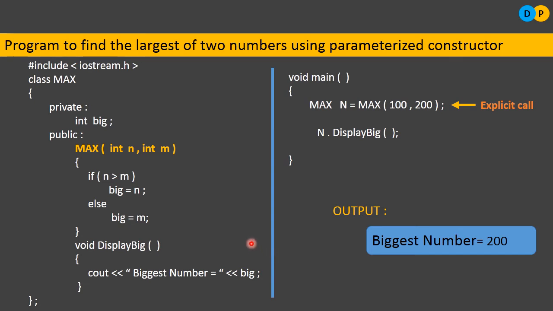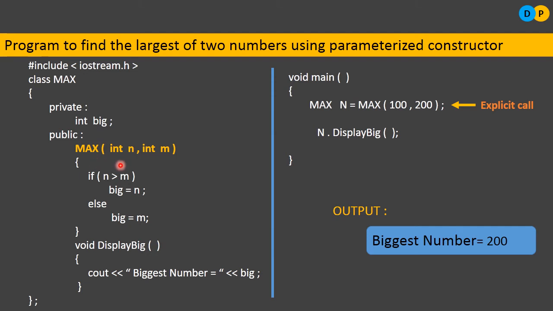Let us understand the explicit call using a program. Here we are trying to find the largest of two numbers using a parameterized constructor, but here explicitly we are calling the constructor. The class name is max. Within the private access specifier we are declaring only one data member, big. Next, within the public member access specifier we are first declaring a constructor. What is a constructor? The constructor name will be the same as the class name. And what type of constructor is it? Is it a default constructor? No, it is a parameterized constructor.